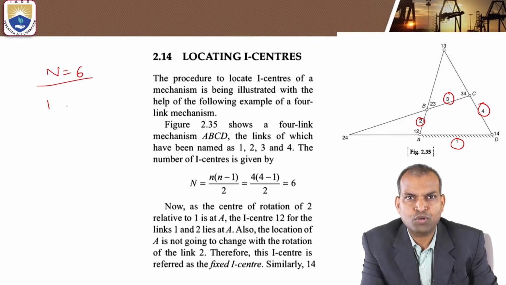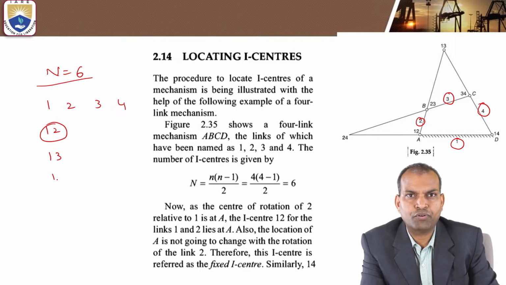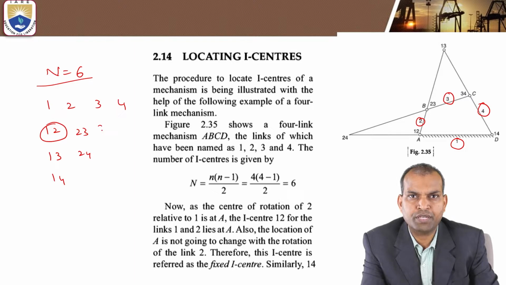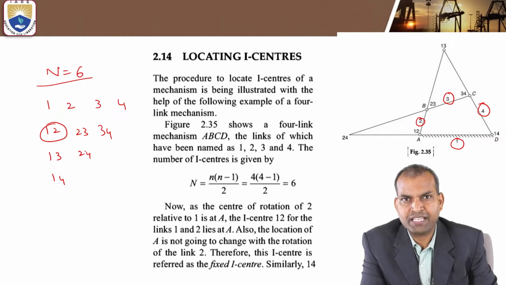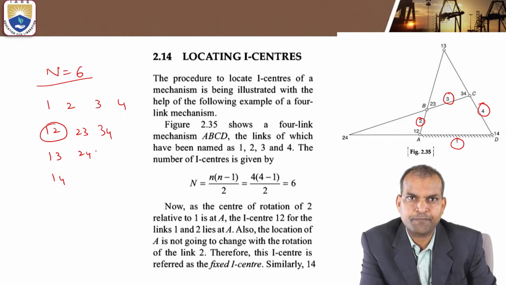One is to locate links 1, 2, 3, 4. The combinations are 1-2, 1-3, 1-4, with 2 the combinations 2-3, 2-4, and with 3 the combination 3-4. How many instantaneous centers are there? There are 6 instantaneous centers. These are the types of instantaneous centers. We have to locate them first.